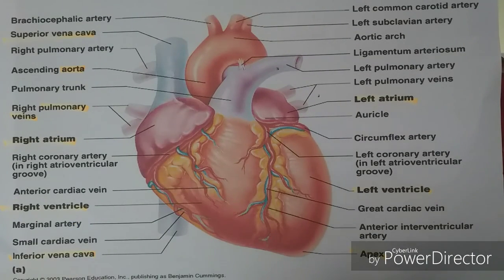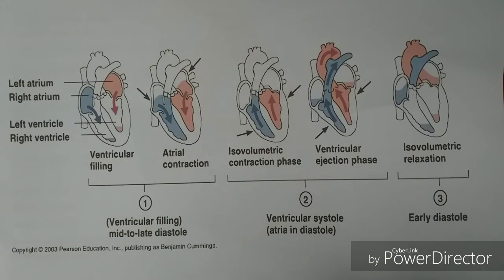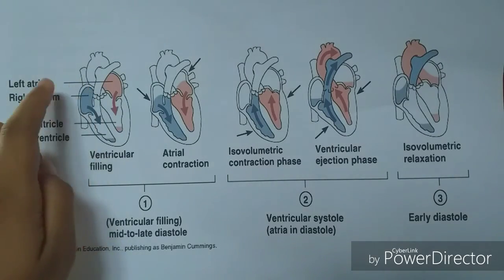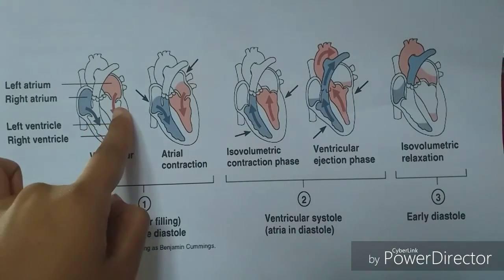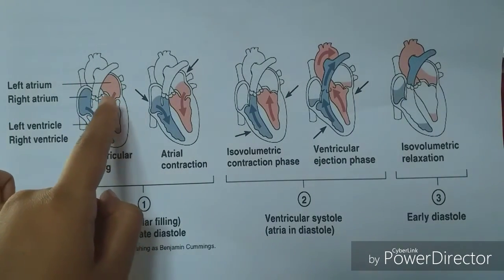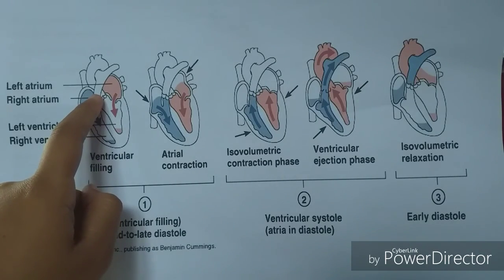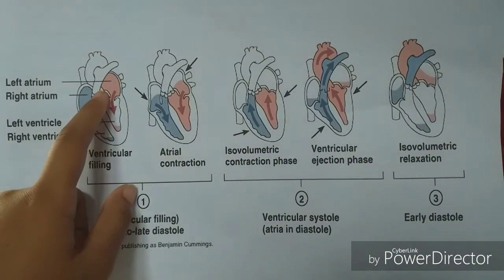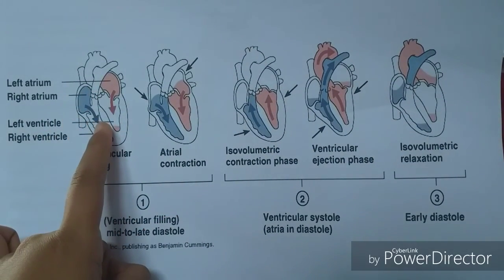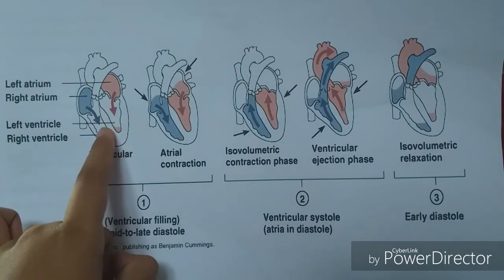So the heart also has chambers. First, the right and left sides act as separate pumps. The 4 chambers are the right atrium, left atrium, right ventricle, and left ventricle. The right and the left atria are the receiving chambers, whereas the left and right ventricles are the discharging chambers.